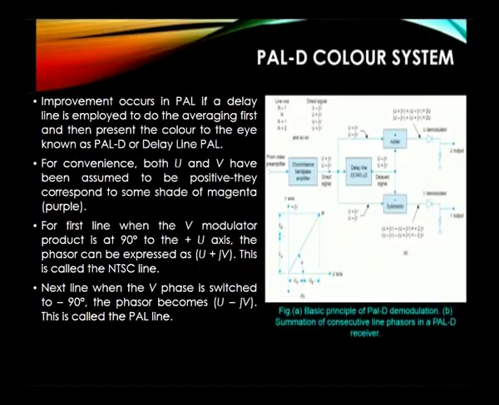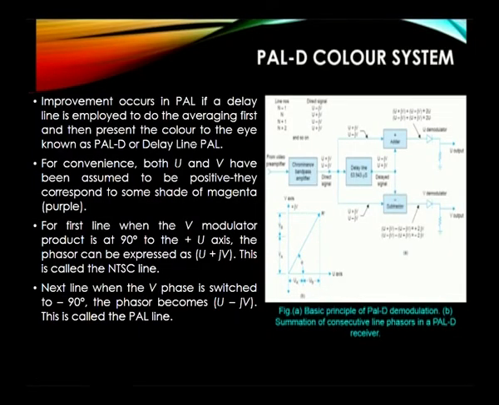So, in every line we are getting a phase shift of plus or minus 90 degrees. Next we move on to Part 13, the colour system: how all the signals will be generated in each block, and what will be the input and what will be the output.